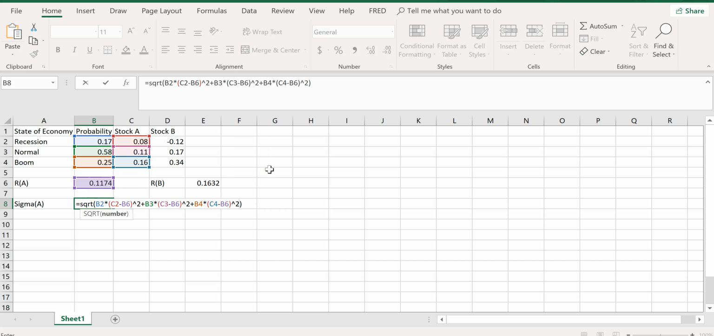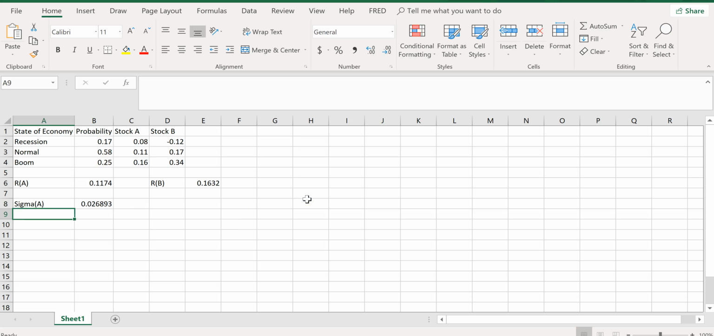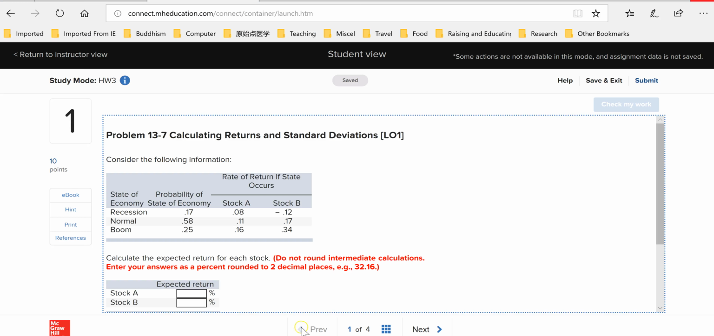So I think you probably want to double check the expression, because sometimes you may miss a parenthesis sign or some other symbols. So just want to make sure it's correct. So it looks like it is. So the standard deviation of stock A is basically 2.69%.